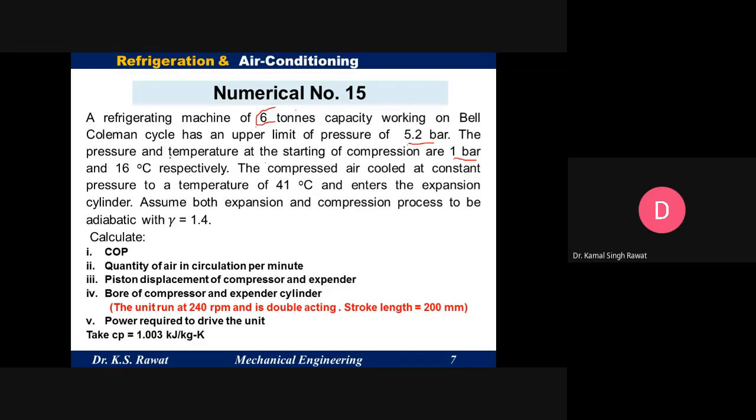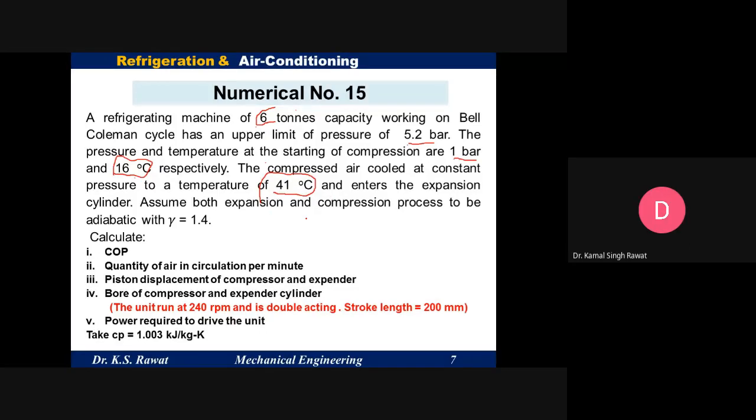Now, the temperature at the start of compression is 16 degrees centigrade. So at the start of compression, this temperature is T1. Very good. And the compressed air is cooled at constant pressure to a temperature of 41 degrees centigrade. This temperature is T3. Very good.